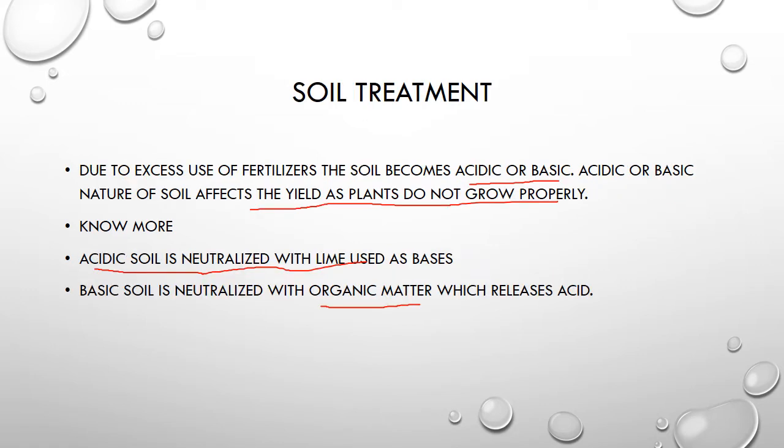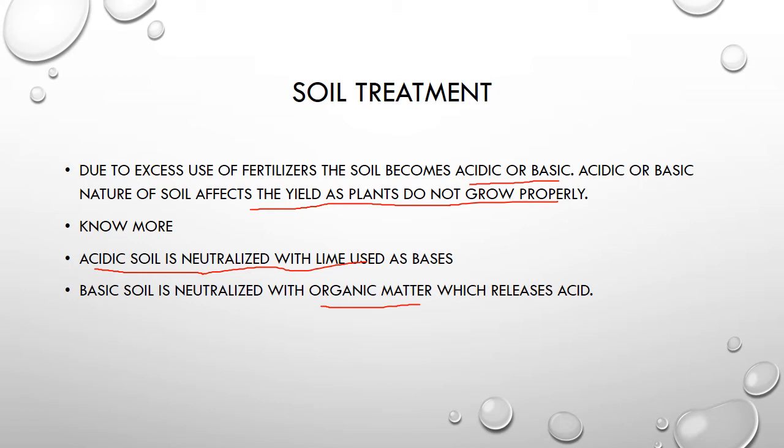Due to the excess use of fertilizers, so all of us know, soil treatment. When we use a lot of fertilizers in the soil, it becomes acidic or basic. This acidic or basic nature of the soil affects the yield as plants do not grow properly. They don't grow, some leaves go away, the proper process of the plants doesn't happen.